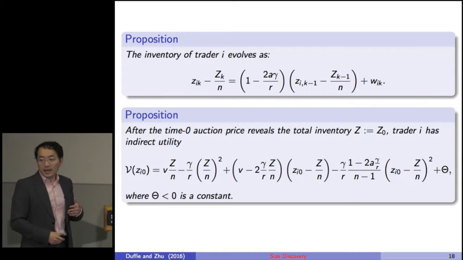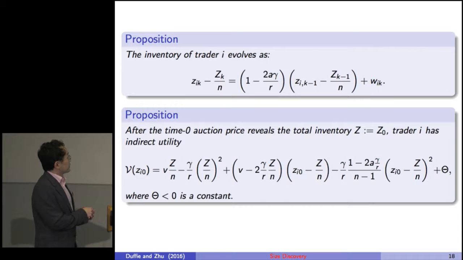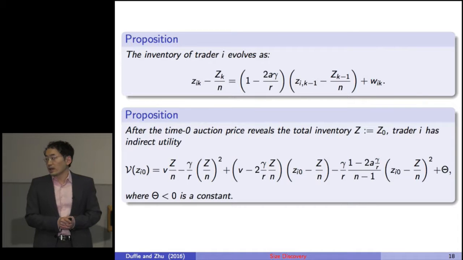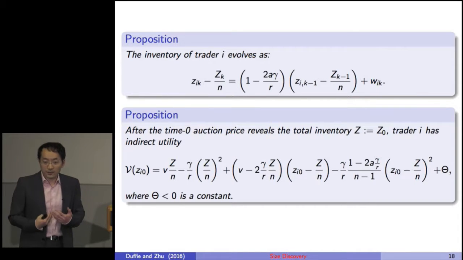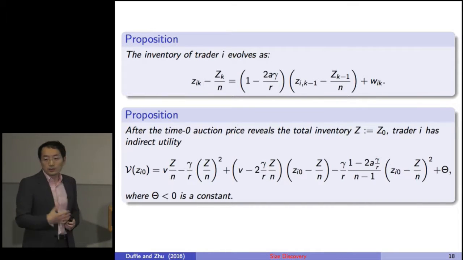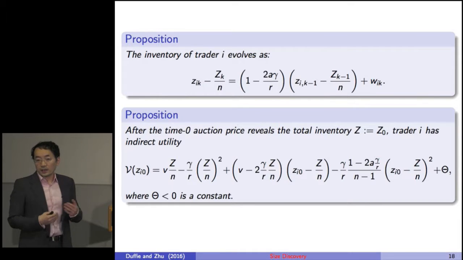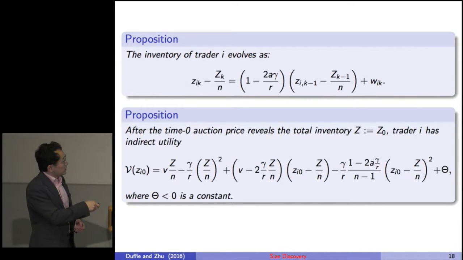Standing at time 0 after the first double auction that reveals the initial total inventory size, I could write down my continuation value as a function of my current inventory, initial inventory, as this term. Now, these two terms say if we were to hold the efficient allocation in the beginning, that's how much we would get, right? V times quantity minus holding cost. The second term says if I were able to sell my excess inventory at the market clearing price, this is how much I get.